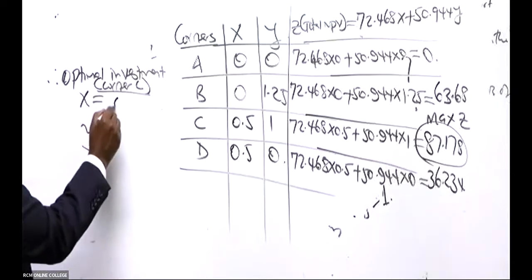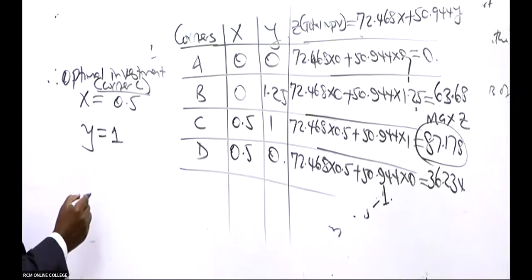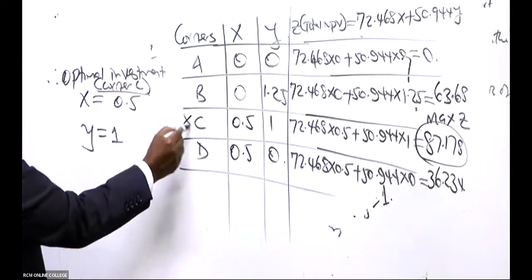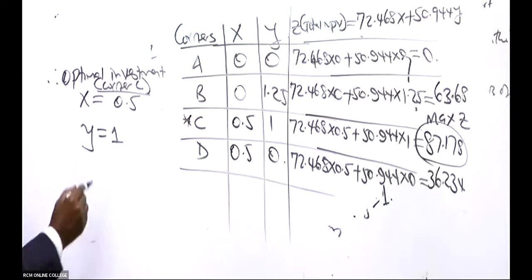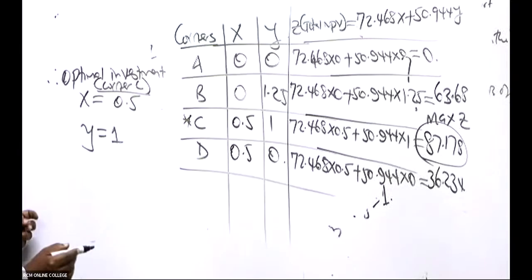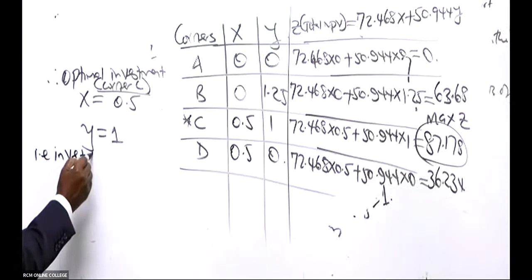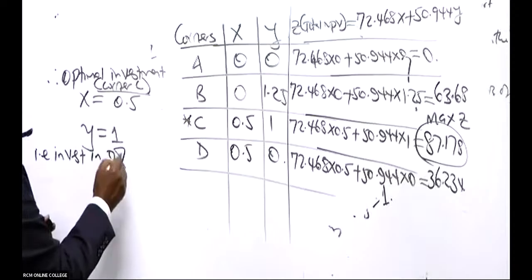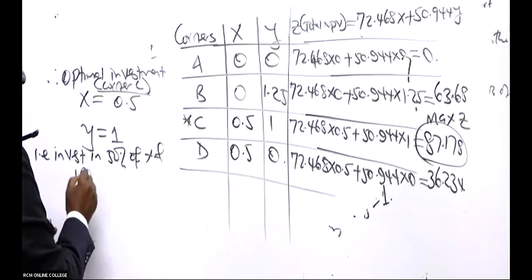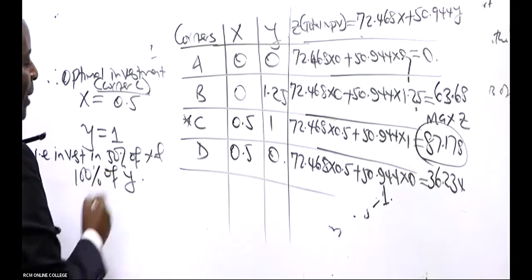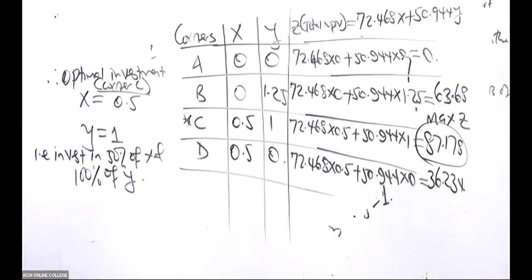So then this one here will be 0.5, and what here, somebody? 1. Yeah. For corner C, X is 0.5, and Y is 1. So meaning what? That as per our budget which is available, we shall invest in 50% of X and 100% of Y, i.e. invest in 50% of X and 100% of Y to maximize your net present value.